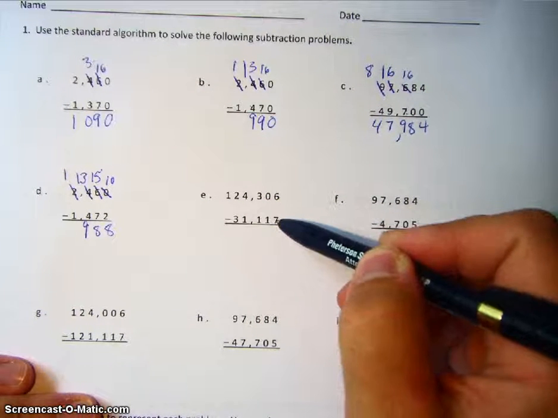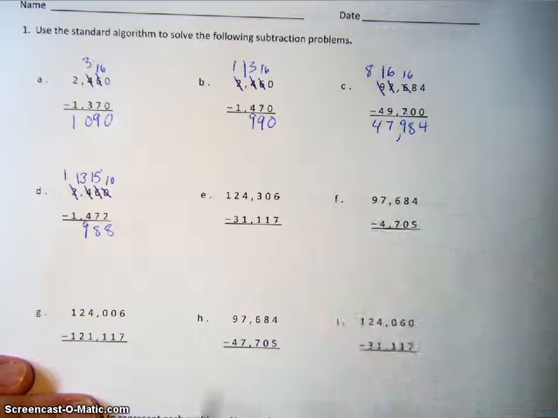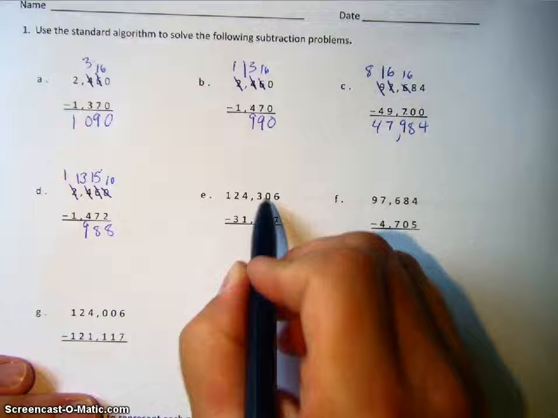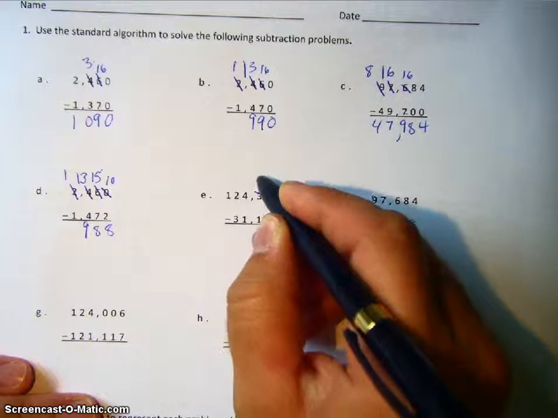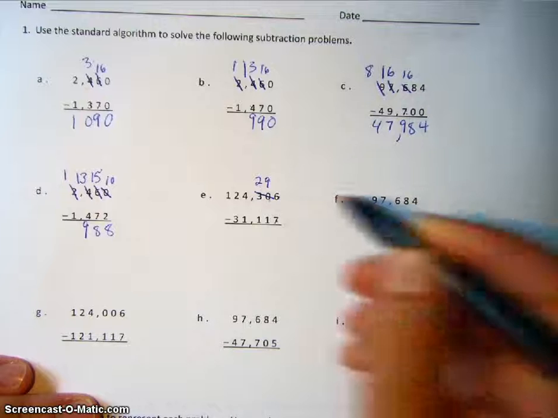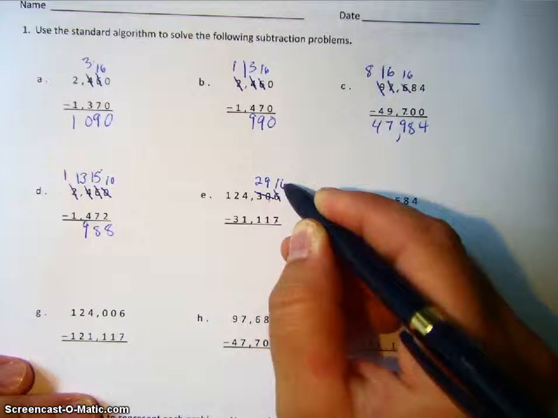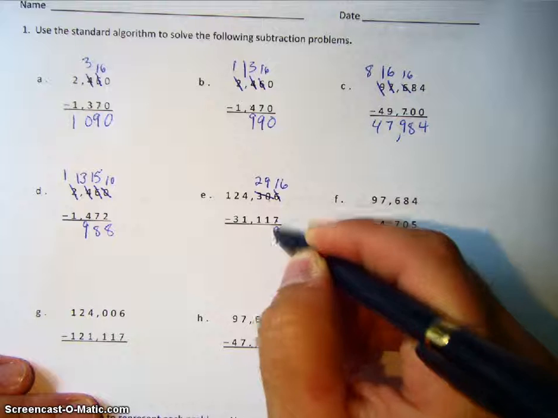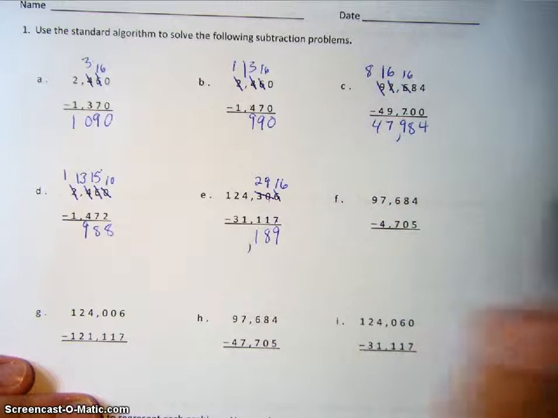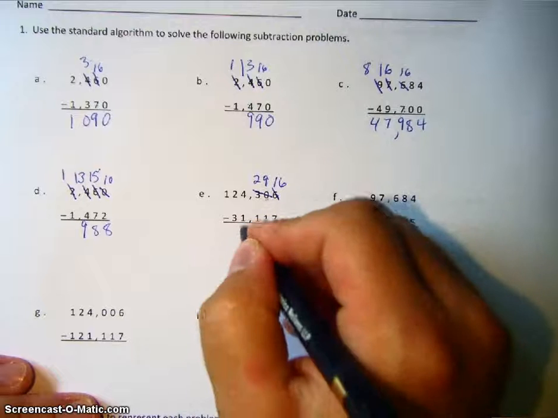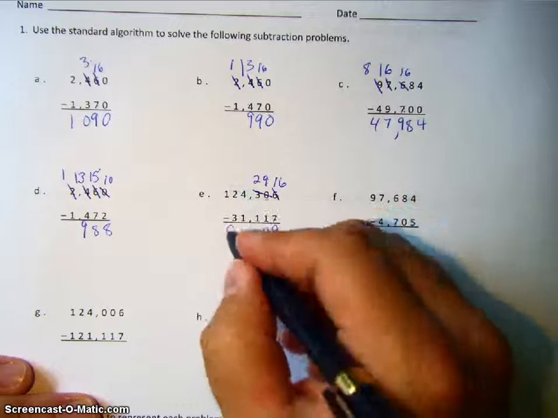6 minus 7 in our ones place. Well, we need to decompose. But we come over here and we see a 0 in the tens place. So what we need to do is we need to actually cross off our 30 tens and make it 29 tens. And then 6 ones becomes 16 ones. So now we have 16 minus 7 is 9. 9 minus 1 is 8. And then 2 minus 1 is 1. Okay, so you have to be careful with that 0. So then 4 minus 1 is 3. Okay, now we have 12 minus 3 is 9.